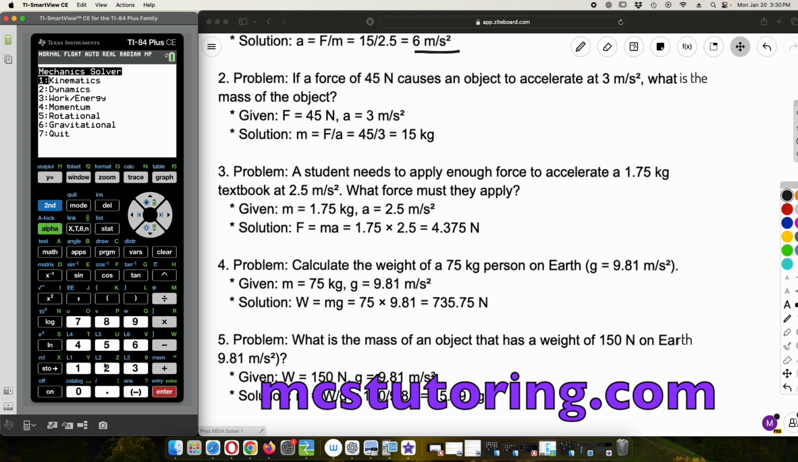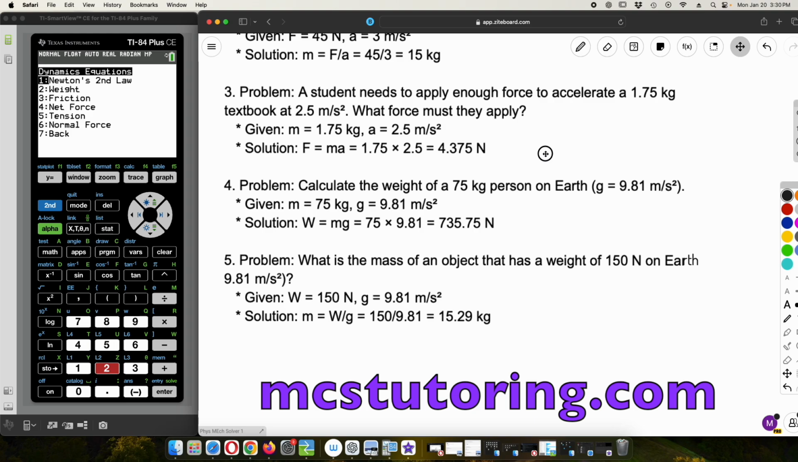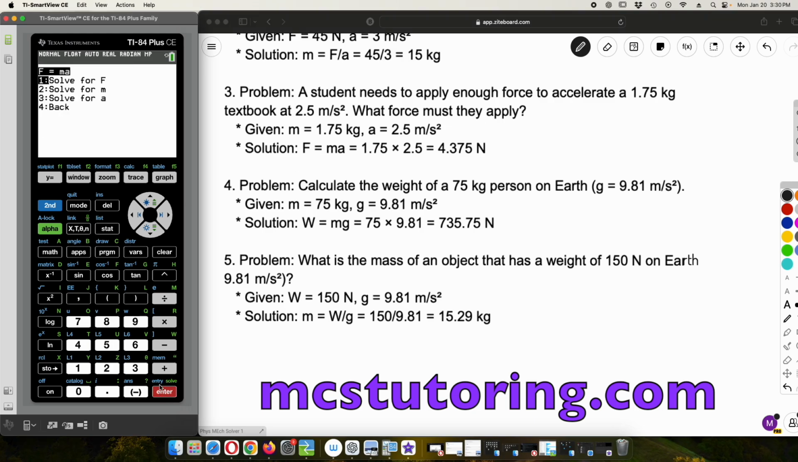Okay, fantastic. We're going to go again to dynamics. A student needs to apply enough force to accelerate a 1.75 kilogram textbook at 2.5 meters per second squared. What force must they apply? So again, it's Newton's second law, and we're trying to solve for the force, that's option 1. The mass is 1.75, just as it is, and the acceleration we want is 2.5 meters per second squared. And so the F is 4.375 newtons.